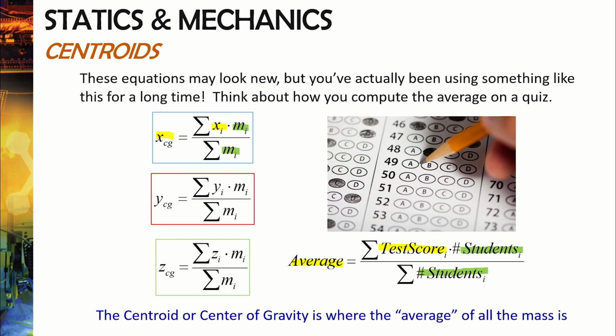So the number of students is very much related to the mass, essentially how much there is, and the test score is relative to this position x, which is essentially how far is it away from some chosen point. When we show the next slide, hopefully this will become more clear.